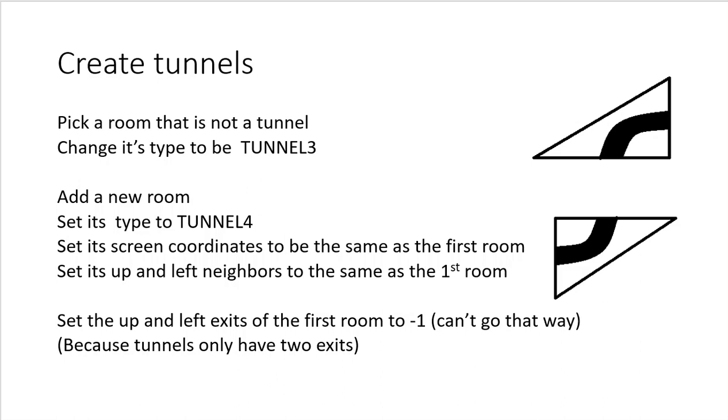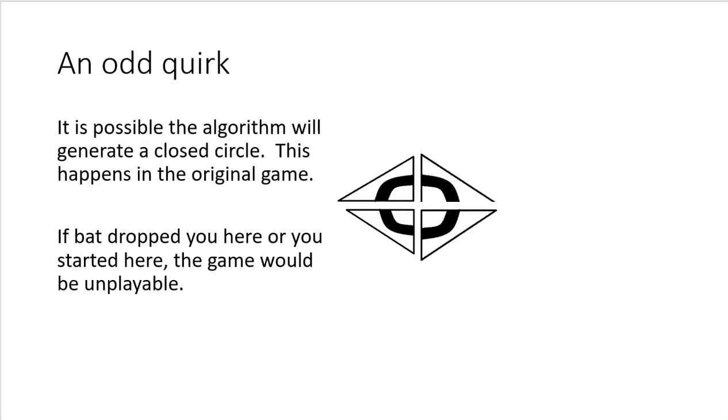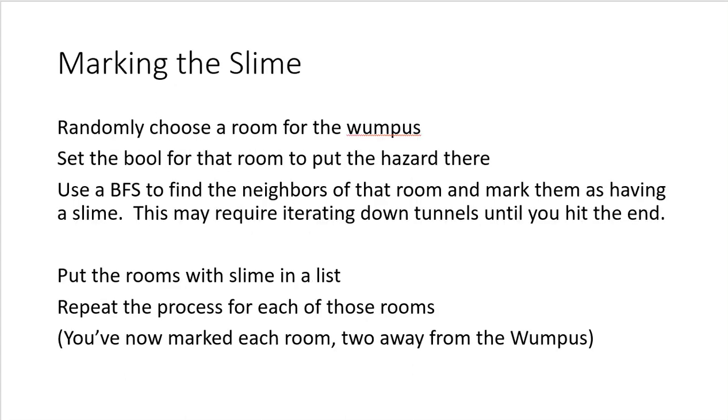Now, one cool quirk of this algorithm is that it is possible that the repetitions will generate a closed loop, and I've seen this in the original game a couple of times. They even had one game where there were two completely closed circles. That can be a problem because if a bat drops you off there or you start there, you can't get to the rest of the world. It does not happen very often, but you could check for that case. You could generate a maze, and then for every tunnel, just make sure you can get to a room, using a BFS or a DFS.